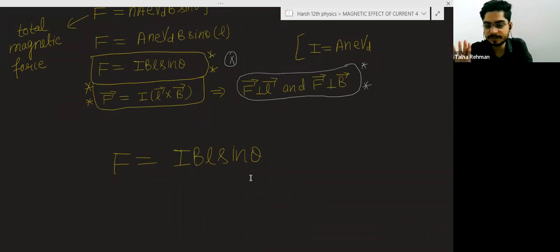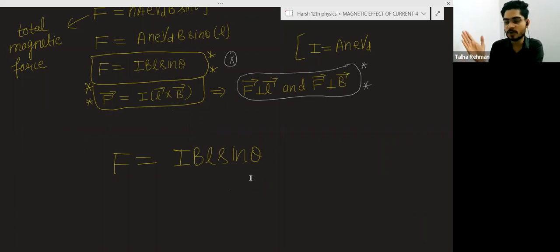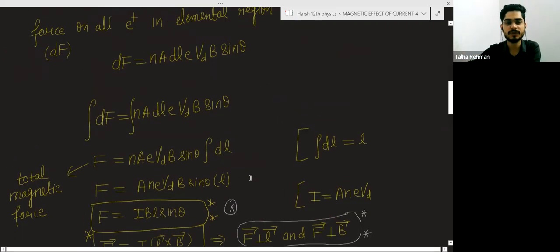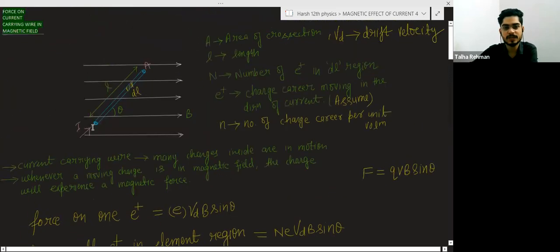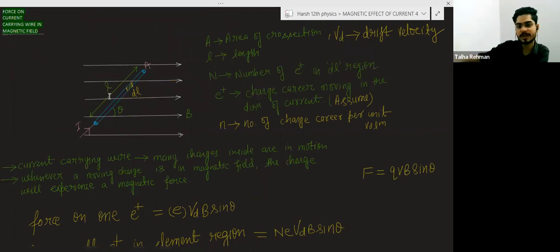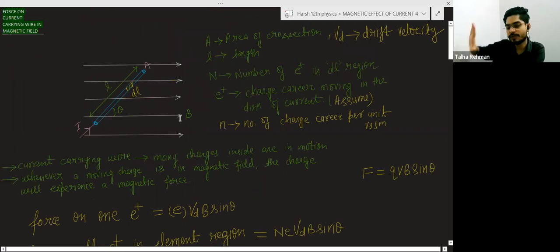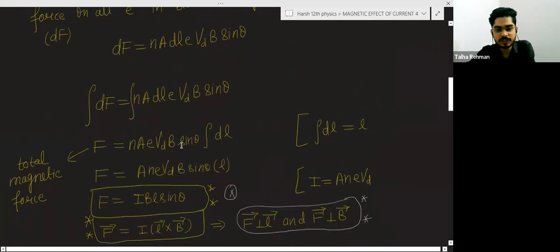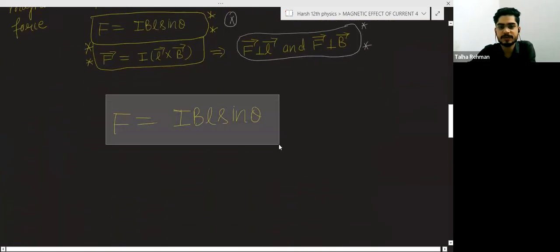And for the direction, we will use the right hand rule. Point your fingers along the direction of the current and curl toward the magnetic field. Here, your current is in this direction and your magnetic field is along the x-axis. When you curl your fingers, you will get the direction inwards. We will use this result in the next derivation.